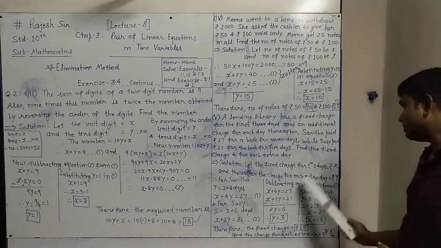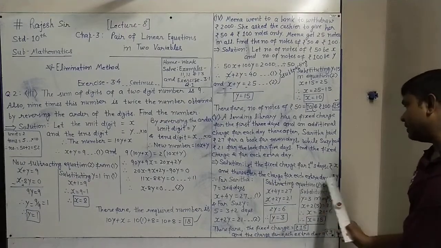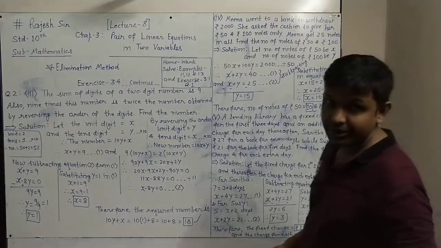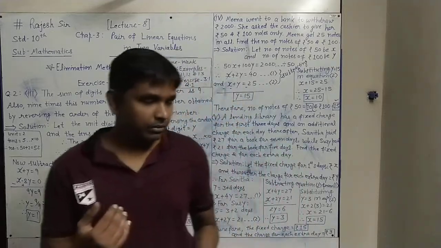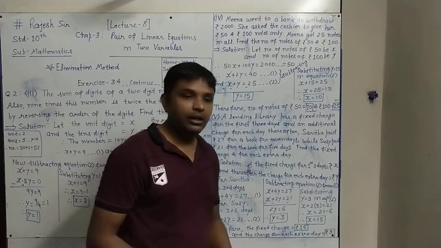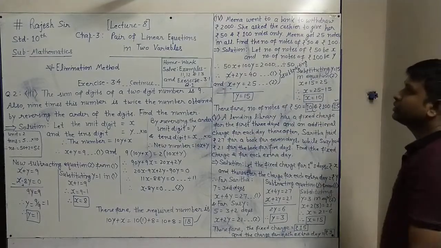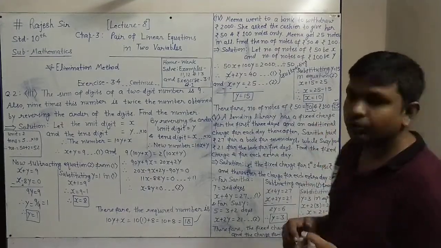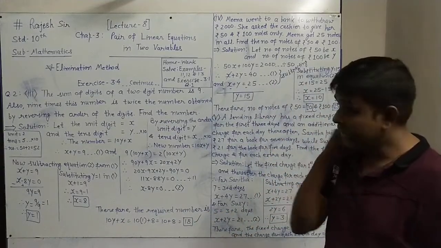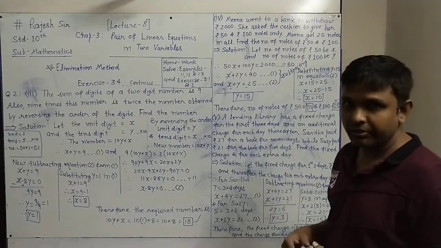Therefore, the fixed charge, that is x, equals 15 rupees, and the charge for each extra day, that is y, equals 3 rupees. This way we got both the charges: the fixed charge is 15, and after 3 days the per day charge is 3 rupees. So for this type of word problem, first we make the equations from them, and by the elimination method one variable is eliminated, which we have done here in each of the sums. We used the elimination method.